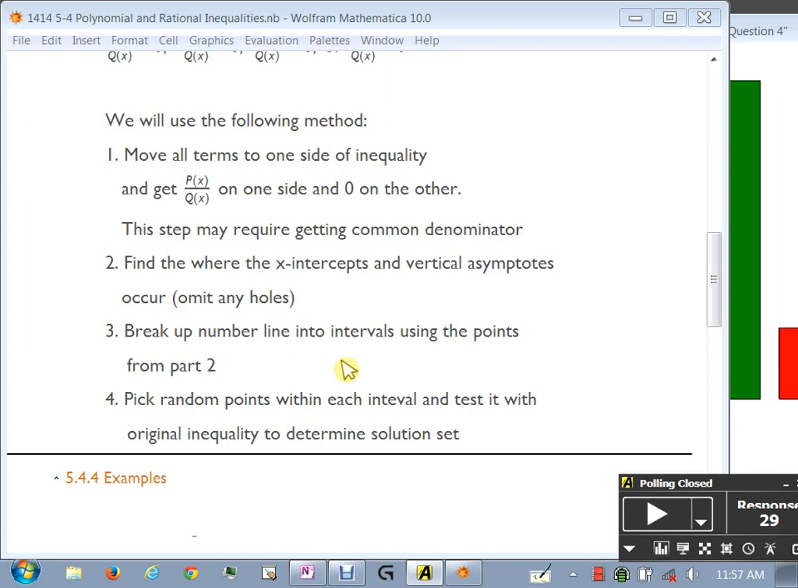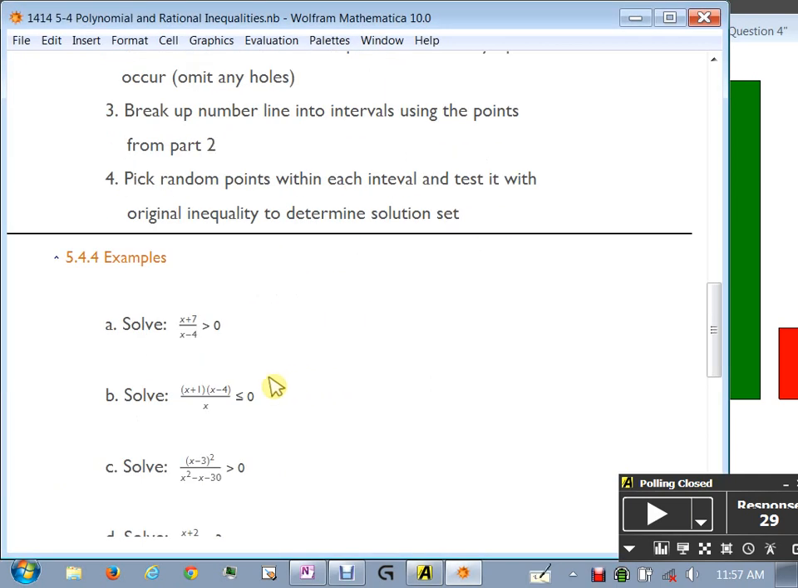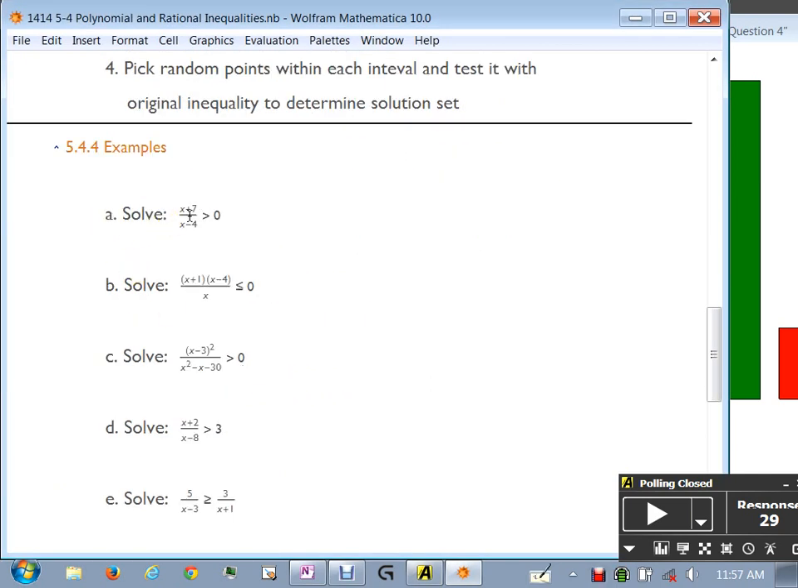So we're not going to draw a graph for this one. The reason is that drawing a graph for a rational function takes a lot of time. The polynomial is pretty quick: bounce, touch, right, cross, whatever, and we're done. With the rationals, we don't want to be drawing all these and trying to figure out where it goes up and down and all that junk. So we just get straight to this test point idea. So here are some examples. Let's work these out.